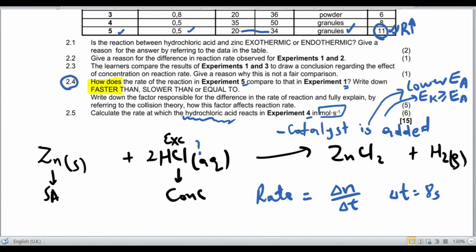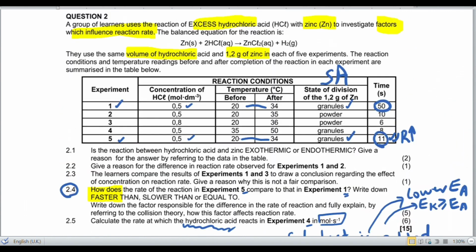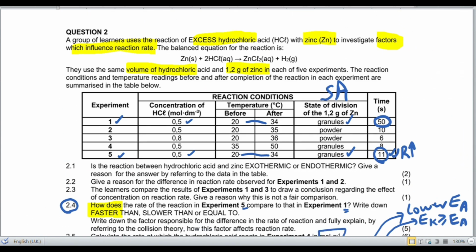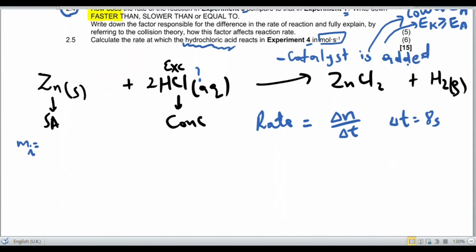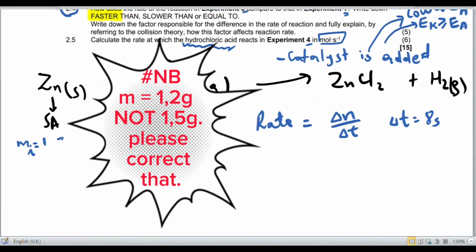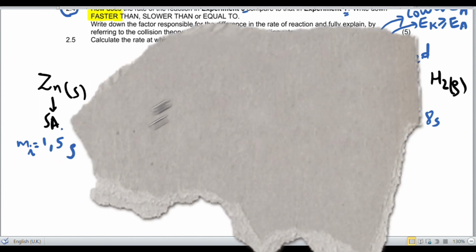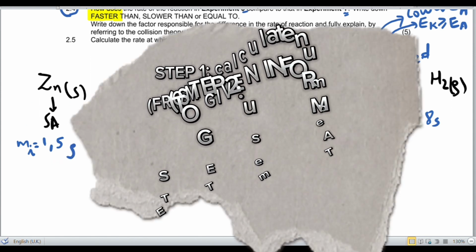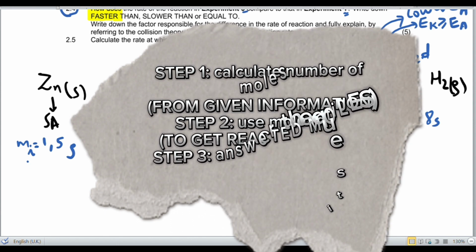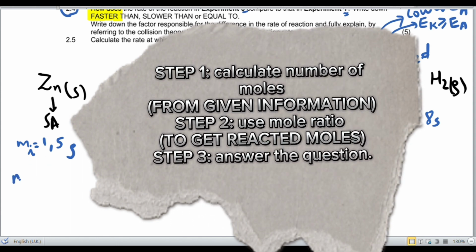Okay. Now we have the mass of the zinc. The mass of the zinc was given. Mass of the zinc initially is 1,2 grams. Masiqale sibale number of moles ke ngosibone uba sizothini. Then let's calculate the number of moles. The number of moles here will be equal to n is equal to m over capital M.